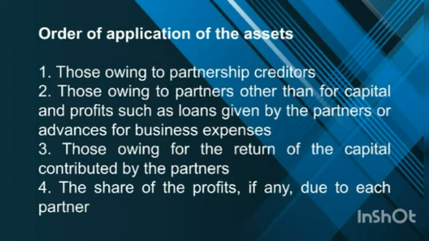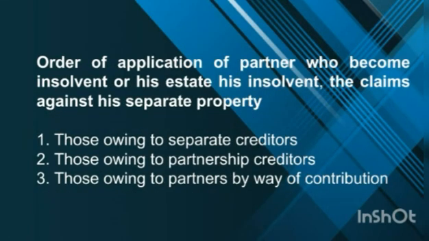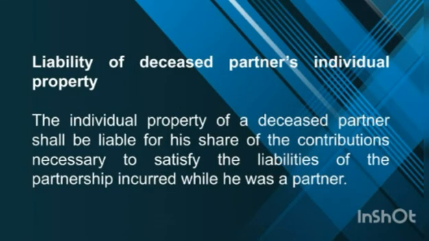Those owing for the return of the capital contributed by the partners, and the share of the profits, if any, due to each partner. As to a partner who becomes insolvent, or whose estate is insolvent, the claims against his separate property go first to separate creditors, then to partnership creditors, then to partners by way of contribution. Liability of deceased partner's individual property: the individual property of a deceased partner shall be liable for his share of the contributions necessary to satisfy the liabilities of the partnership incurred while he was a partner.